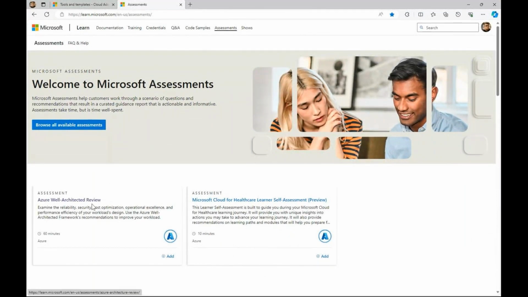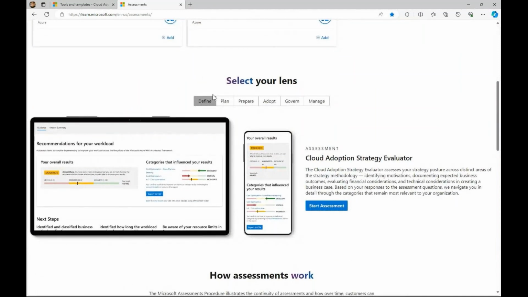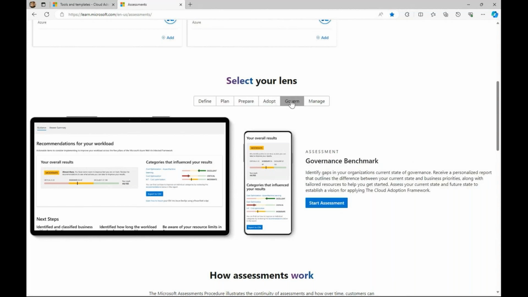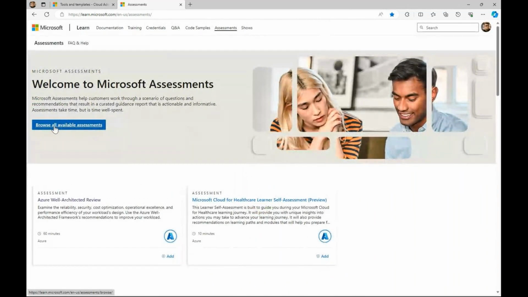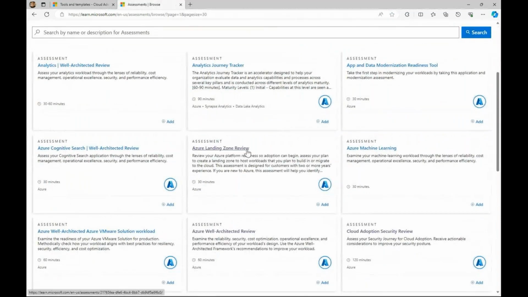For the well-architected review, that is something that comes after the cloud adoption framework, but we have different lenses or different strategies. There it is, the cloud adoption strategy evaluator, different assessments for defining, for planning, for preparing, for adopting, and governing and managing. Of course, there is a button to browse all available assessments right there, where you can see the different cloud adoption assessments, as well as landing zone reviews, etc.